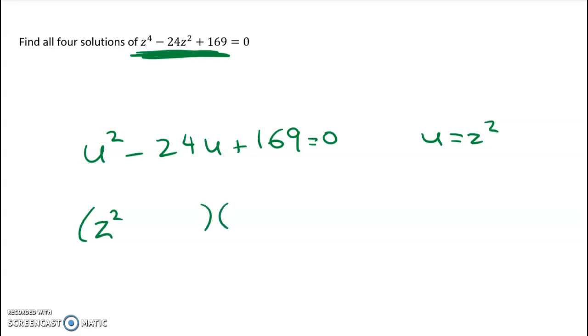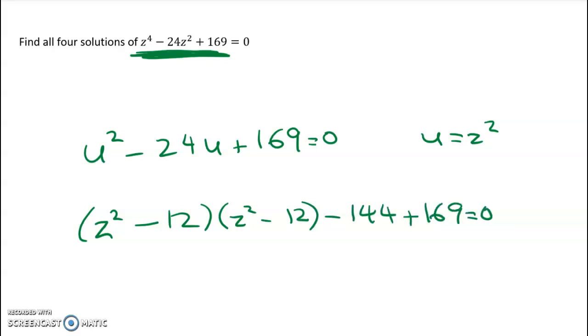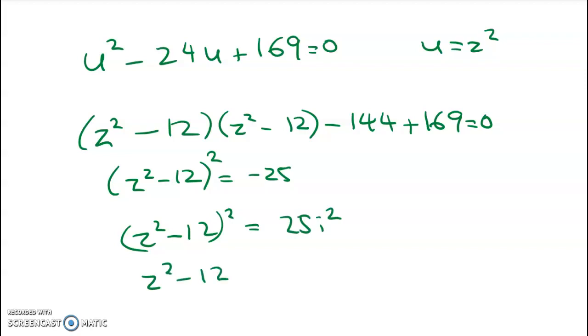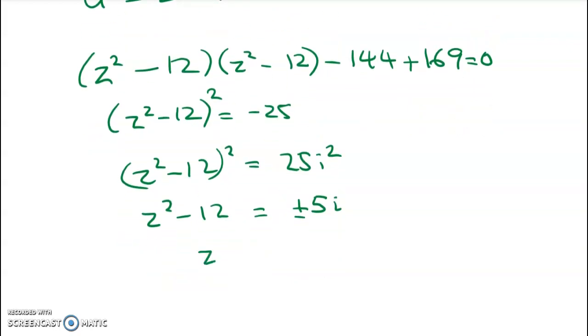So I've got z squared minus 12, z squared minus 12, and now I need to take out the 144 and add 169. That's level 2 algebra, completing the square. That gives me z squared minus 12, squared, is equal to negative 25. So z squared minus 12 squared is equal to 25i squared. z squared minus 12 is equal to plus or minus 5i. So z squared is equal to 12 plus or minus 5i.